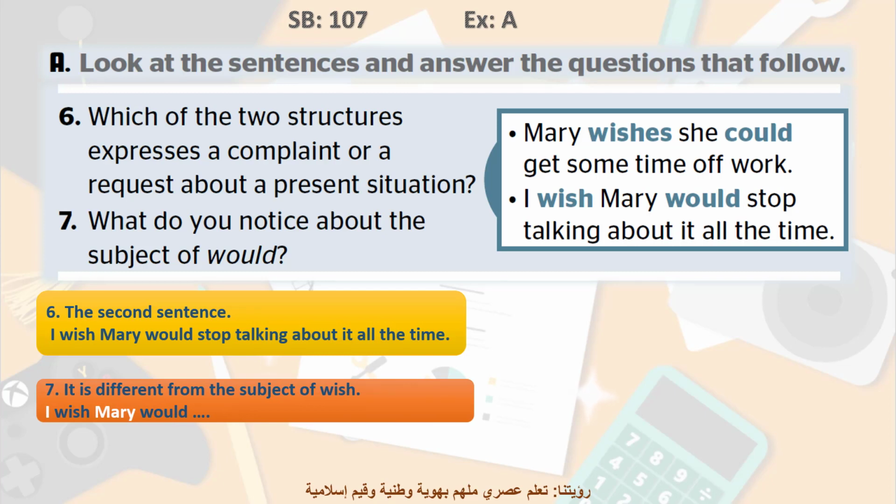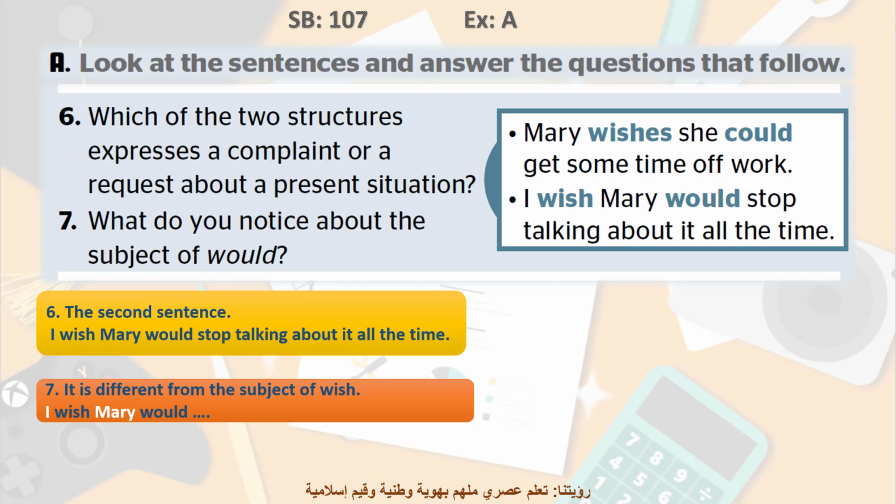Because I wish here means the speaker wishes that Mary is the other subject. يعني Mary هي الفاعل الآخر. So here we have two subjects, فاعلين, المتحدث والشخص الذي نتأمل أو نرجو منه أن يتوقف عن فعل شيء ما أو أن يفعل شيئا ما.